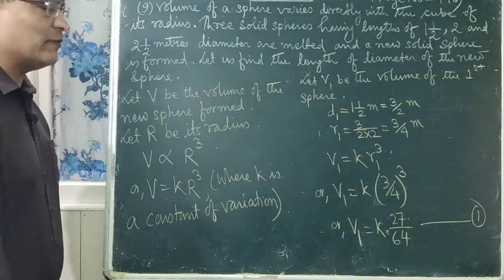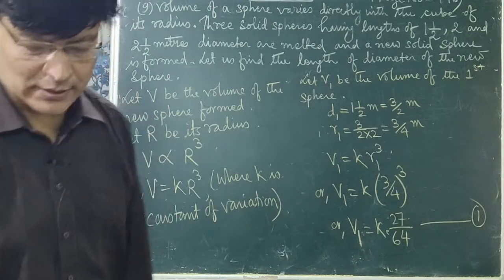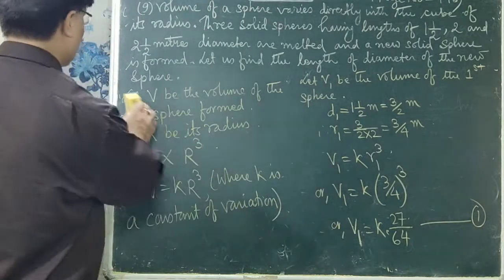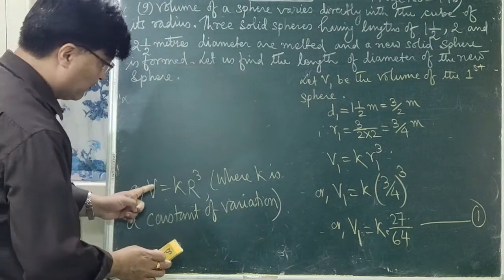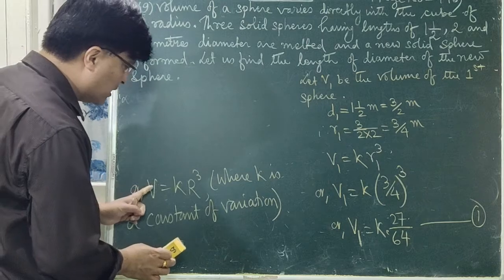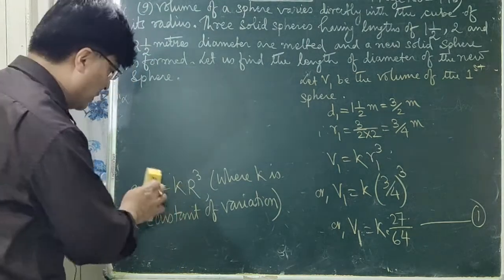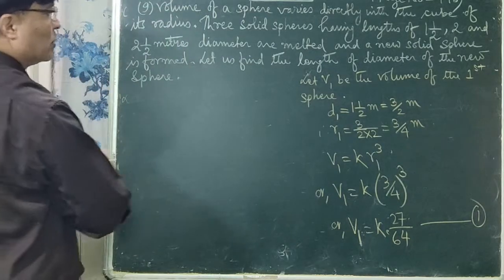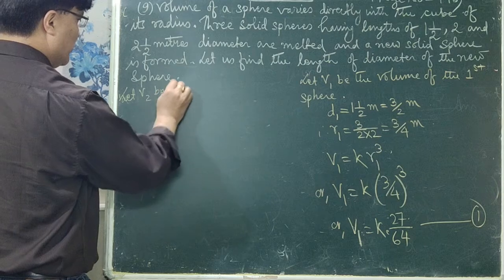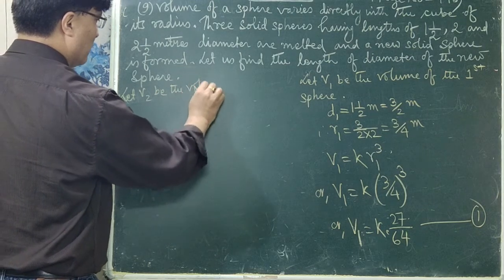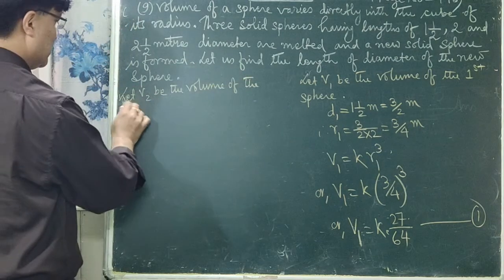So similarly, you can find out the volume of the second sphere as well as the volume of the third sphere, right? But this is a very, very important relation. V is equal to K R cube. We will use this V is equal to K R cube relation to get the value for V2 as well as V3, right? So let V2 be the volume of the second sphere.